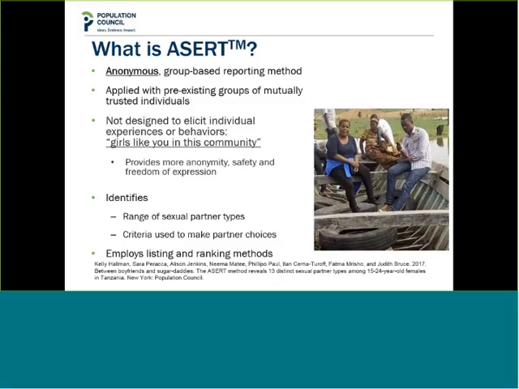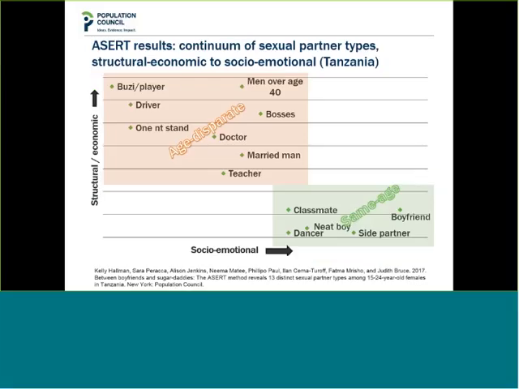So in this case, it was girls like you that we asked, not you, but girls like you in this community. And that enables the girls to speak more forthrightly about what is actually happening in their communities if it's not their own experiences that they're having to describe. So it identifies a range of sexual partners, and we also talked about why they have each type of sexual partner. And the methodology uses listing and ranking methods. So what we found in Tanzania with the young women, we interviewed 6 different groups of young women who are between the ages of 15 and 24, all of them out of school.